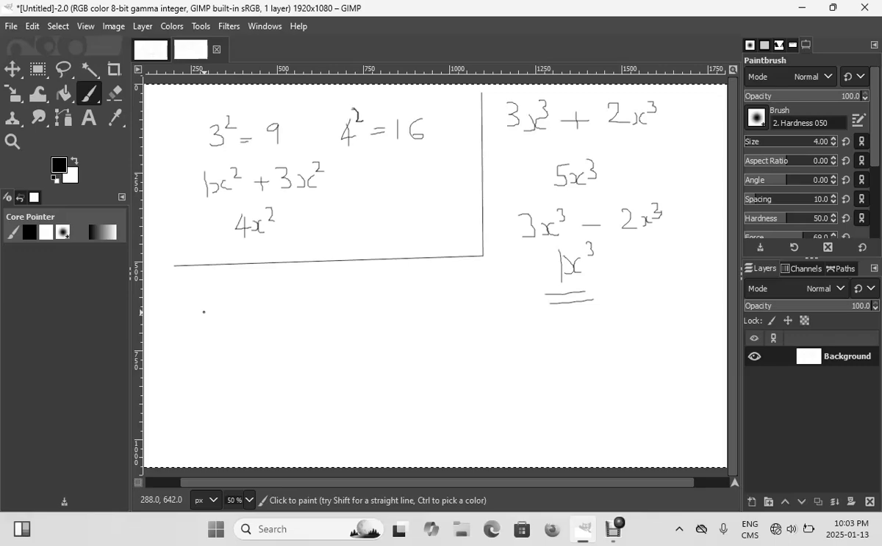Now, if you want to multiply your exponential terms, all you need to do is add the exponents. Say for example, this is x raised to 4 times x raised to 2. We know these are the same bases, which means 4 plus 2 will be your answer, which is x raised to 6.